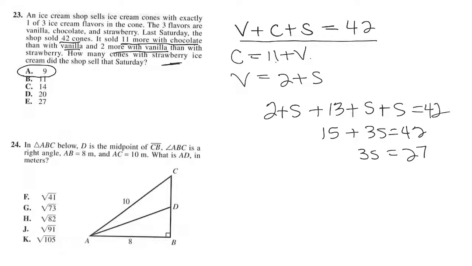Number 24, in triangle ABC, below D is the midpoint of CB. So if D is the midpoint, then we know these sides are equal. And let's see, an angle ABC is a right angle. That's handy to know. And let's see, what else do we know? The length of here. What is the length of AD? So I need to know the length of AD in meters.